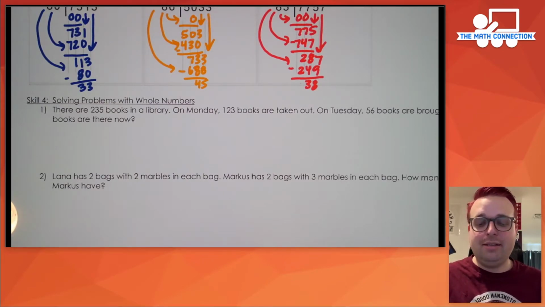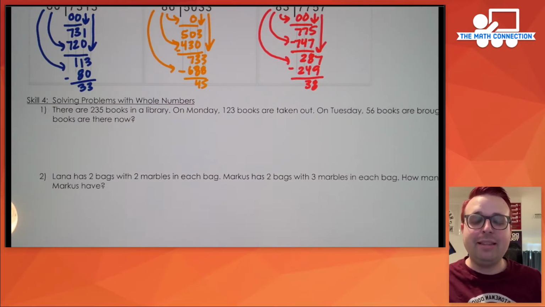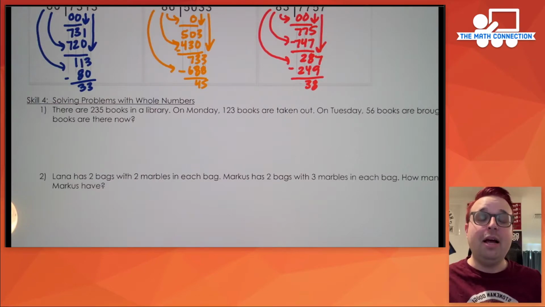First question says, there are 235 books in a library. So close your eyes, imagine that library. That's a pretty small library. There's not a lot of books. 235 is not a lot of books for a library, but there's 235 books in that library. On Monday, 123 books are taken out. On Tuesday, 56 are brought back. And how many books are there right now?